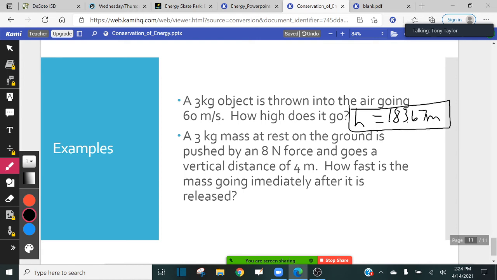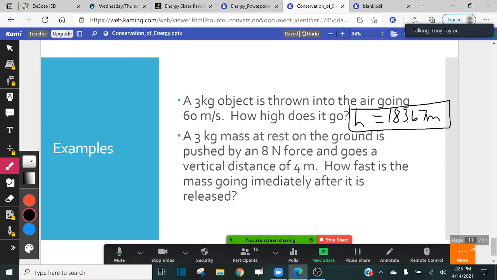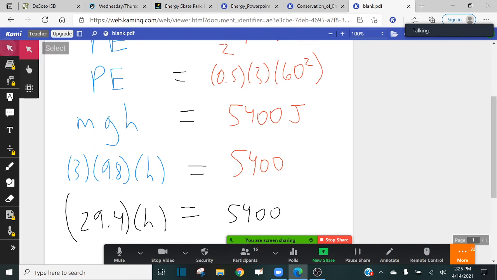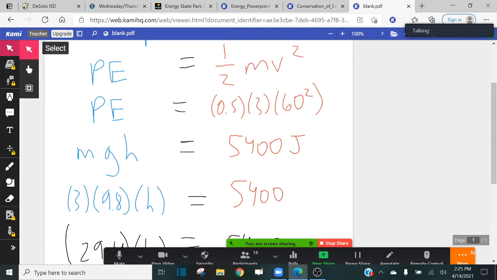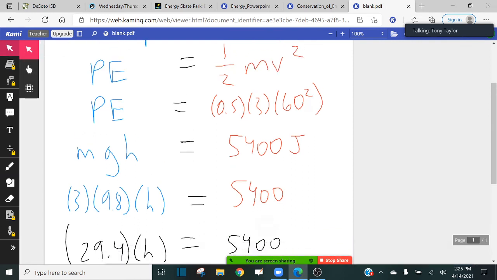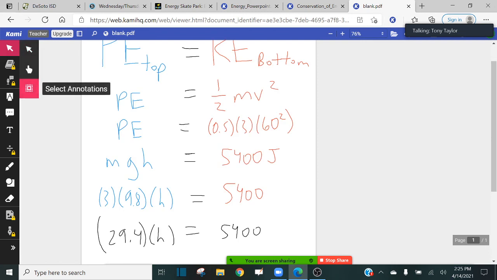Any questions on that one before we do this last one? All right. Let me go ahead and clear this screen here so I have enough room to write for my last one.